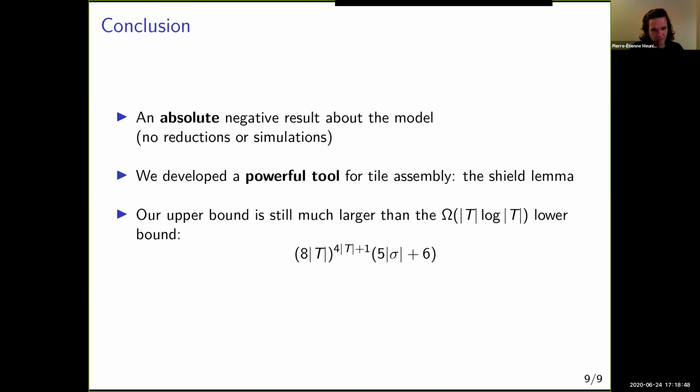And as part of this proof, we had to develop what we believe is a powerful tool for tile assembly, which we call the shield lemma. That's a mostly topological lemma, and the proof is quite involved, but I don't have time to explain what it is about. And on the downside, our upper bound is still much larger than the best known lower bound of T log T, since we're talking about T to the T here. And we conjecture we can do better, like quadratic, T squared or something like that. Thanks for your attention.